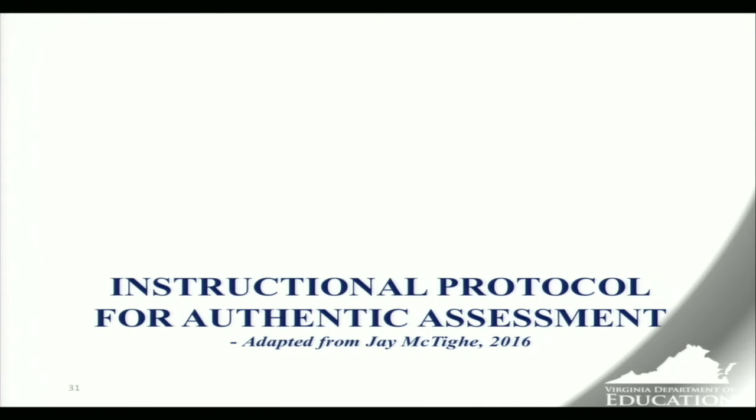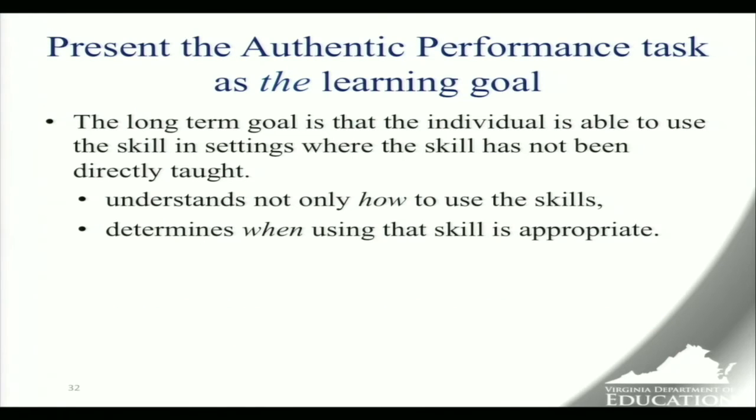For this section of the training, we will focus on creating authentic assessments for addressing skills contained within the curriculum map. This information has been adapted from the work of J. McTighe. The ultimate goal of addressing skills within the curriculum map is to provide instruction to students in a way that what they learn will have meaning to them after they leave school. Ideally, the student is able to understand how to use the skills they have been taught and is able to apply them when it is appropriate.